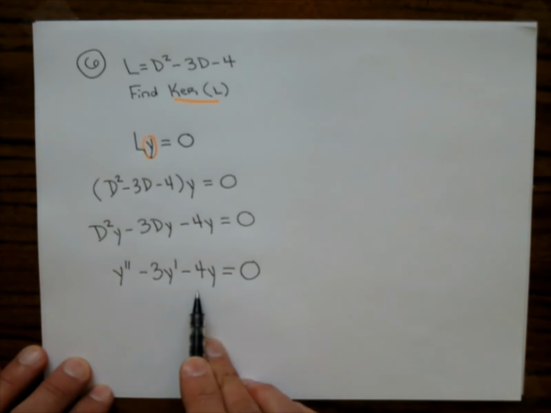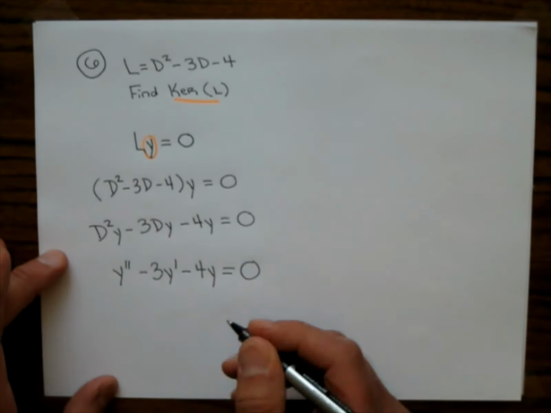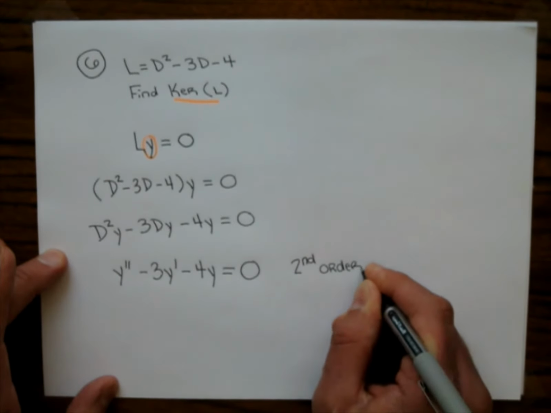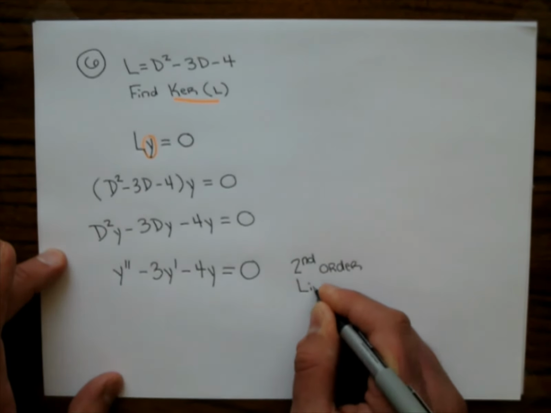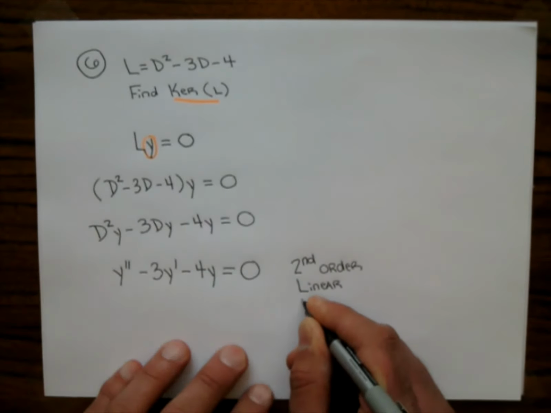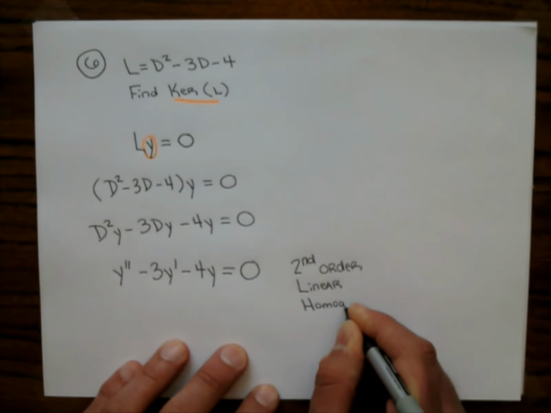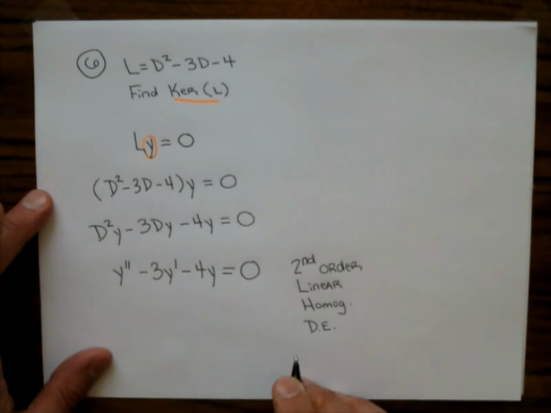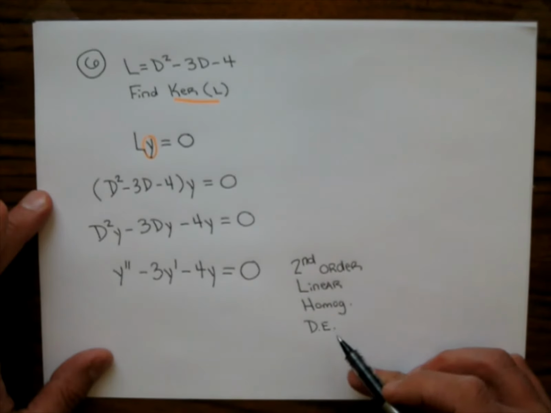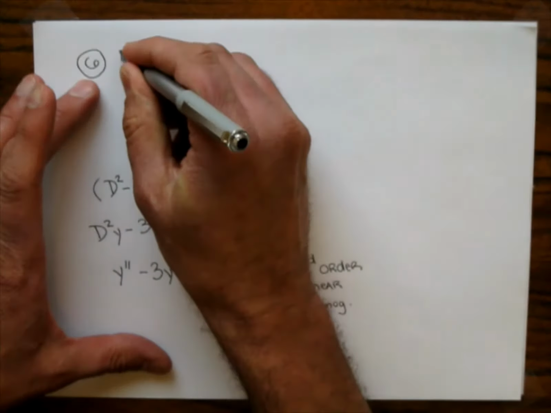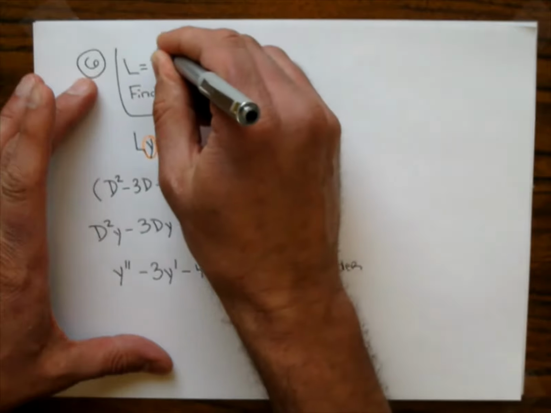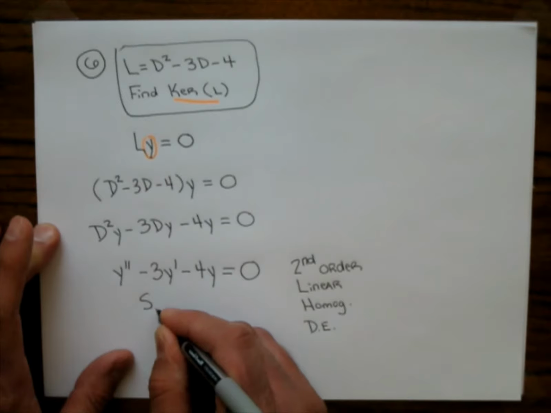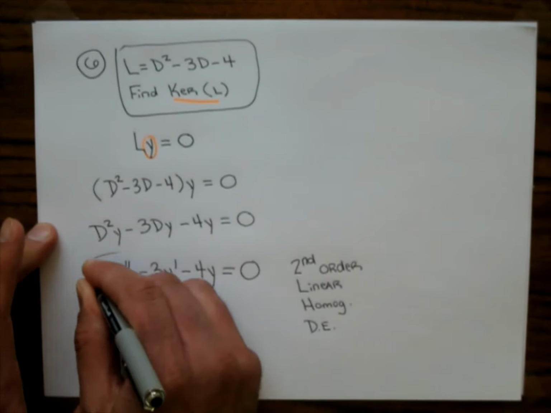What does this look like? This here looks like a second order linear homogeneous differential equation. And anytime you solve a second order linear homogeneous differential equation, you are actually finding the kernel of some linear transformation. So we would have to know how to solve this.